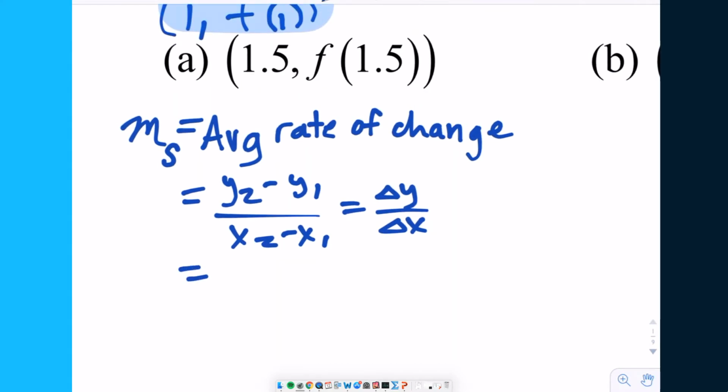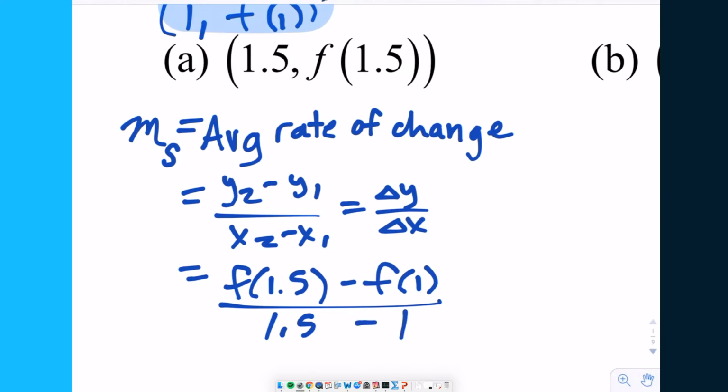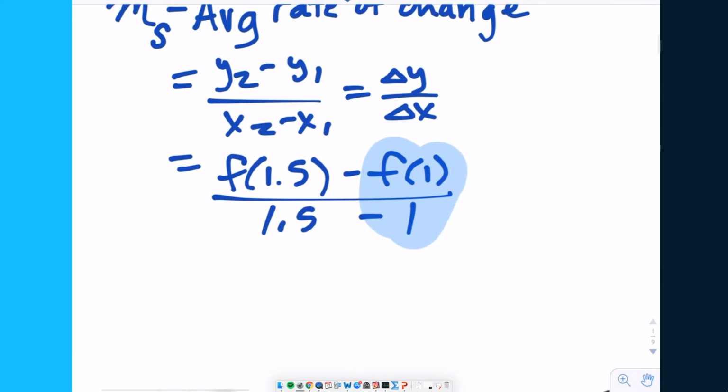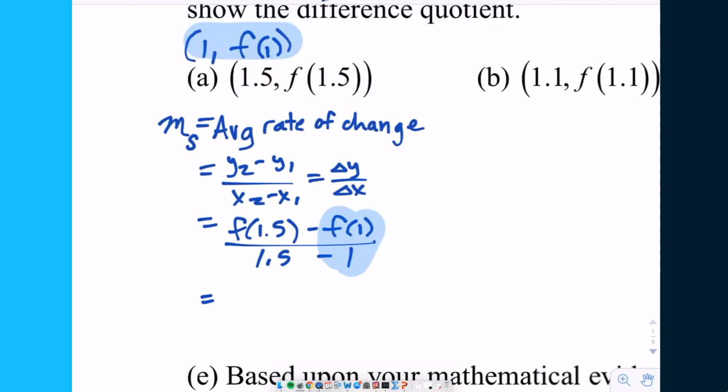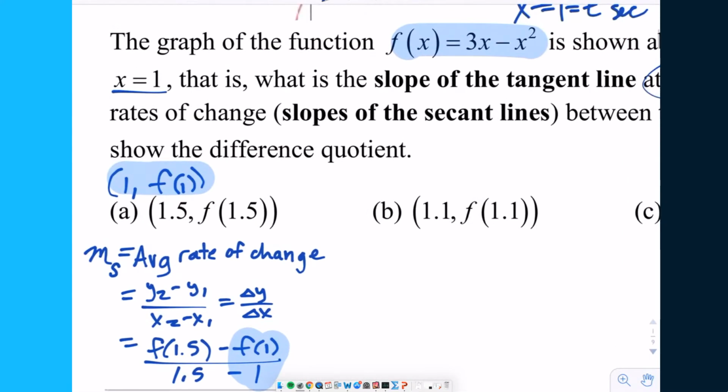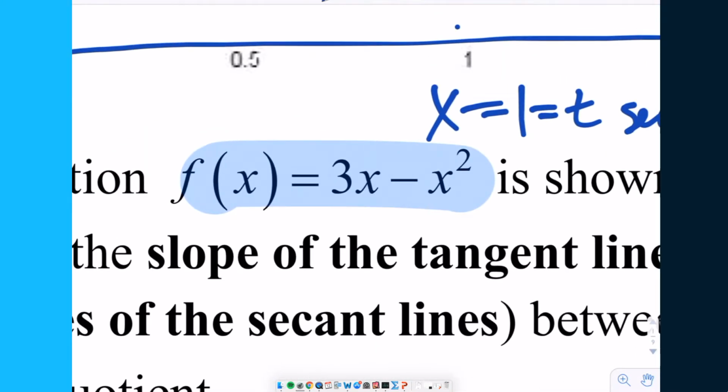All right, so for me, since I'm dealing with functions, I'm going to say it's f of 1.5 minus f of 1 all over 1.5 minus 1. Now remember, my point that I'm merely interested in is the point (1, f of 1). But I have to use two points. That's what the algebra of the day tells me to do. Now, how am I going to evaluate that? Well, I got to plug 1.5 into here, don't I?